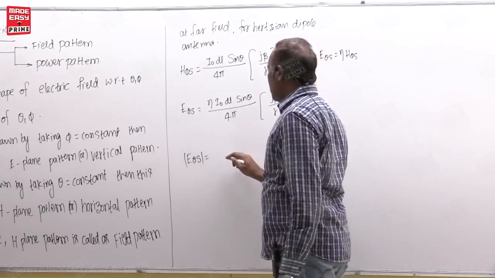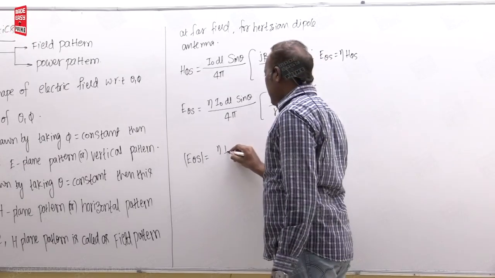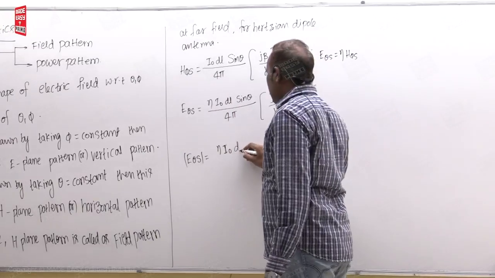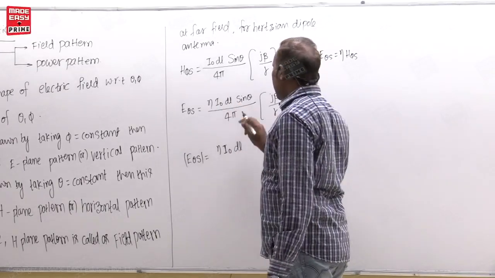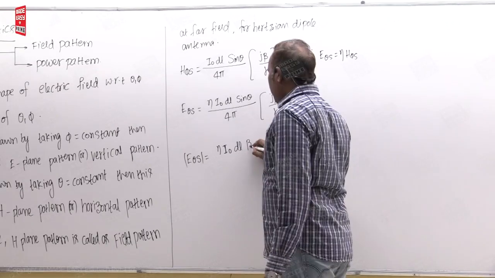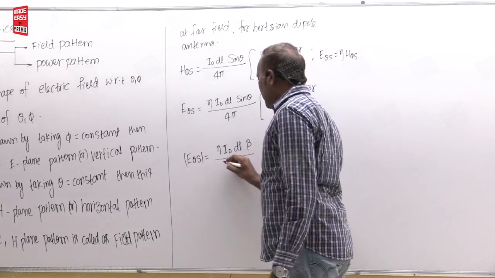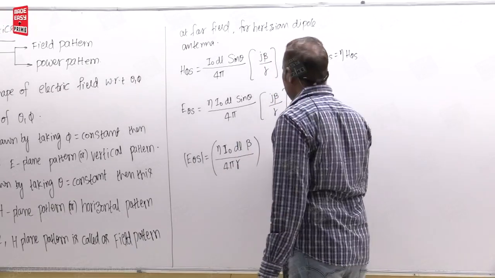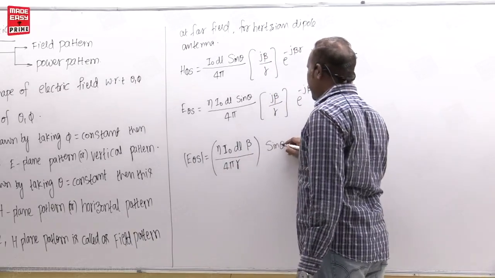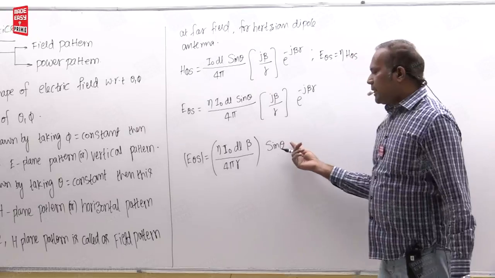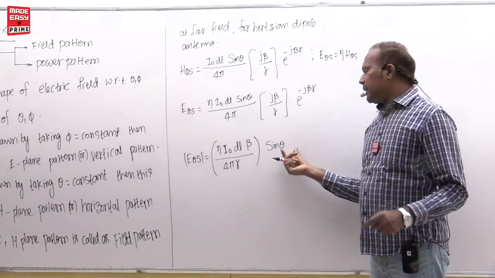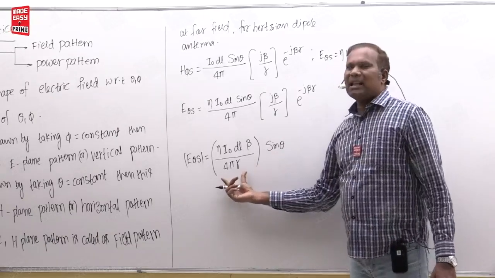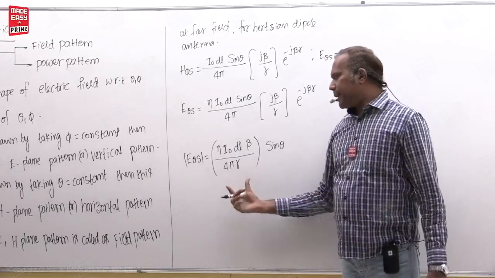Now that is equal to eta I naught dl and beta divided by 4 pi r into sin theta. Actually, whenever theta is equal to 90 degrees, this has the highest value. That is why it is called maximum electric field. This is called maximum electric field.